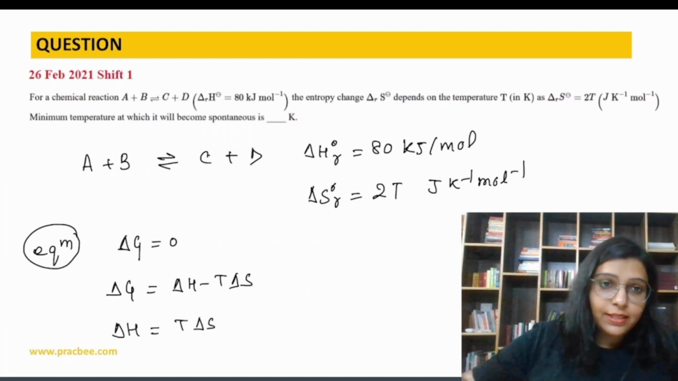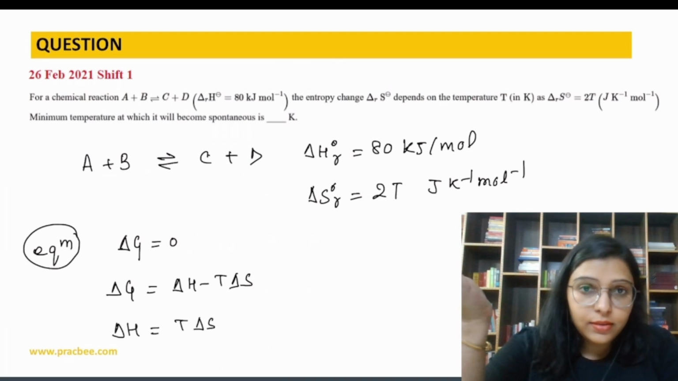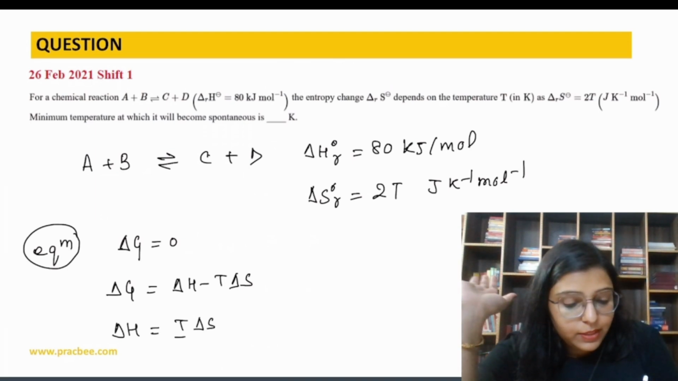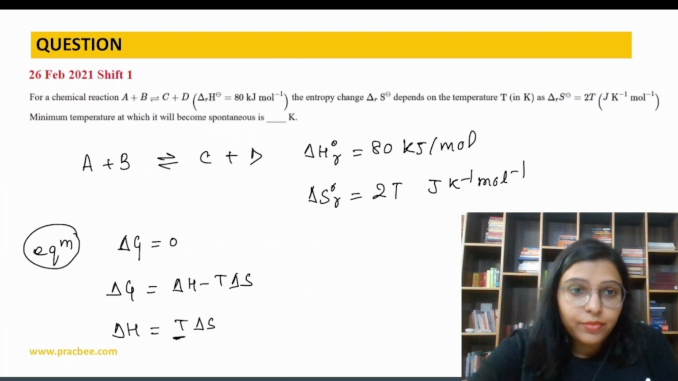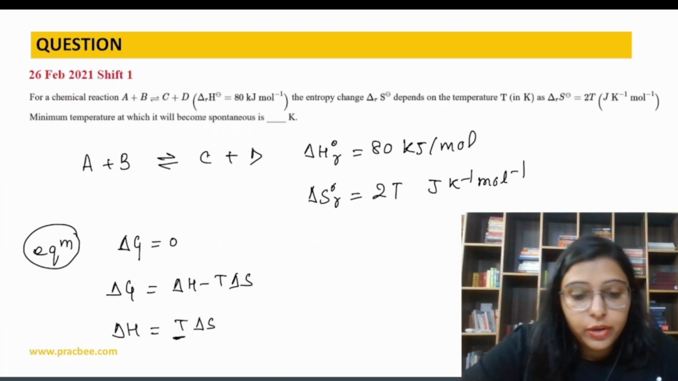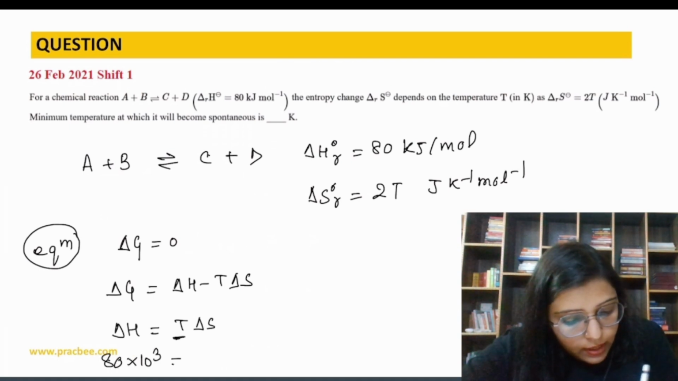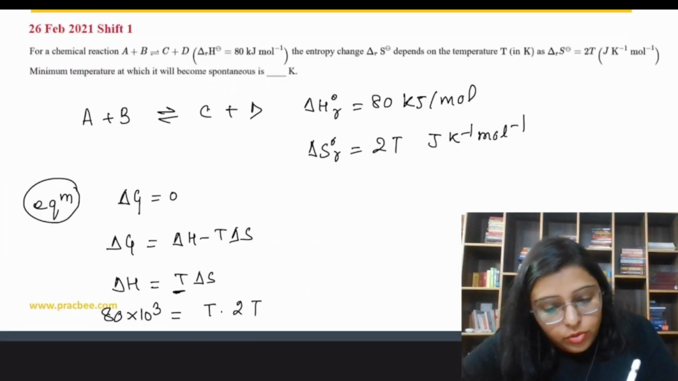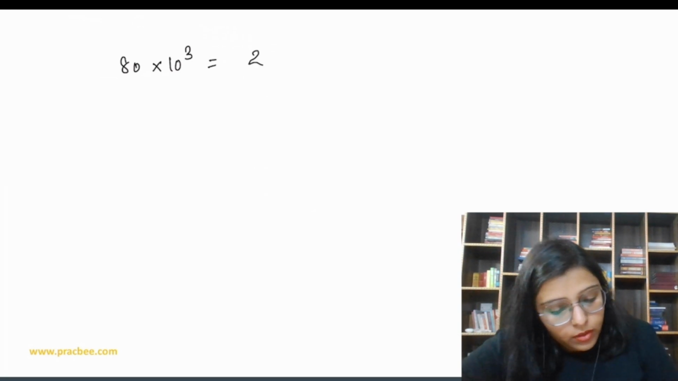Now what is the next step to do the question? Because if the temperature is more than this temperature, right, then delta G is going to be negative and the reaction is going to be spontaneous. So let's find out this thing. So delta H is 80 into 10 to the power 3, and this is T and this is 2T. Okay. So it means 80 into 10 to the power 3 is equal to how much?